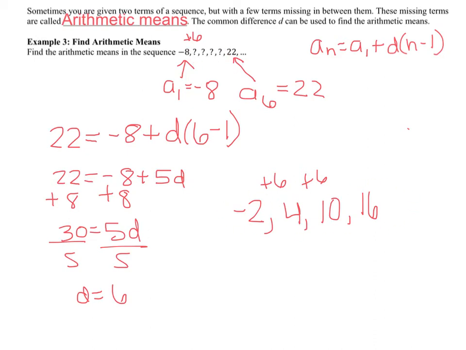And just to make sure we've done this right, I always like to add 6 to my last number and see if it does actually give me that last number, that 22 that they gave me in this case. So 16 plus 6 does equal 22. So our arithmetic means are negative 2, 4, 10, and 16.